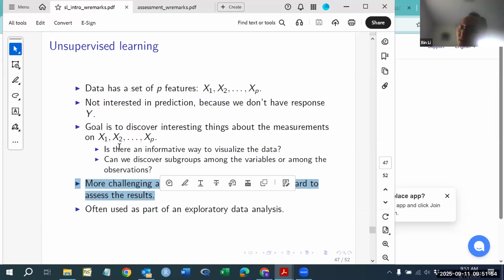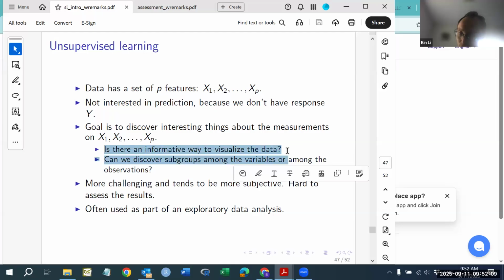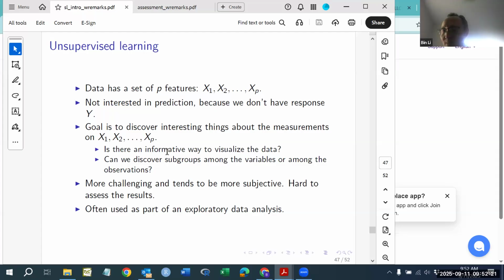Okay, but what are the typical questions for unsupervised learning? Since we don't have a Y, we cannot do regression or classification, but we can ask, is there an informative way to visualize the data, to reduce the dimension of the data? And can we discover any subgroup structures among the variables or among the observations? Can we find some clustering patterns like that? These are the typical questions for unsupervised learning. Often unsupervised learning can be used as a part of exploratory data analysis.